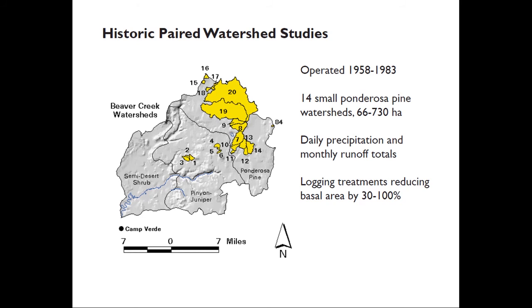And so we decided to develop a multiple regression model for the effect of thinning on stream flow based on precipitation, the intensity of the thinning treatment, and the time since the thinning treatment was done. We tested a lot of different variables, and those were the three that had a significant effect on the increase in stream flow following thinning.